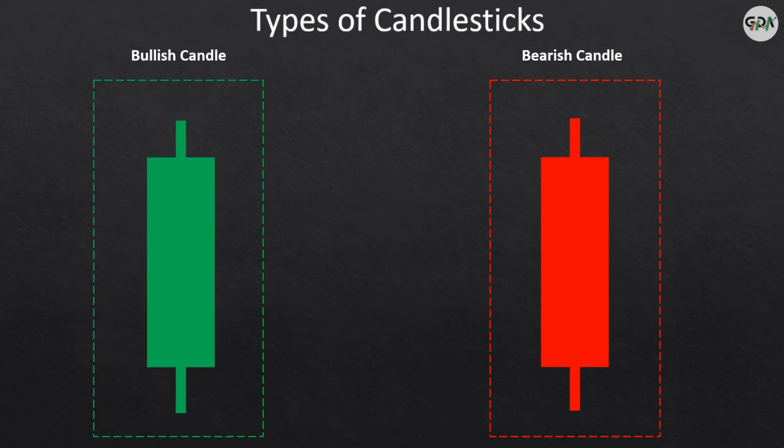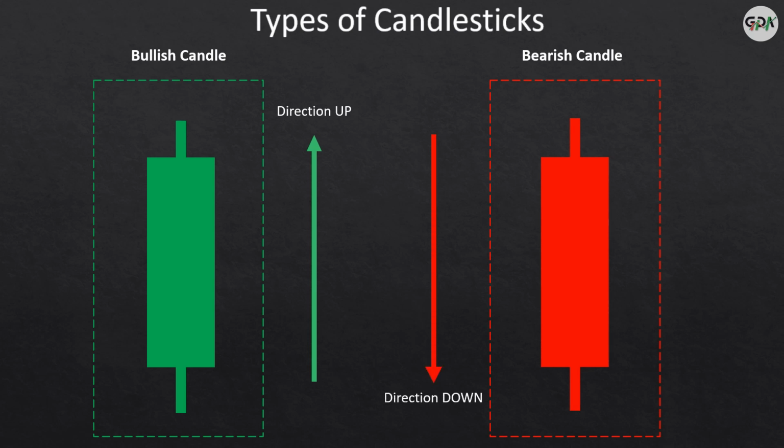A bullish candle, green in color, represents an upside direction. That means the market is moving up. A bearish candle, red in color, represents a downward direction, which means the market is moving down.